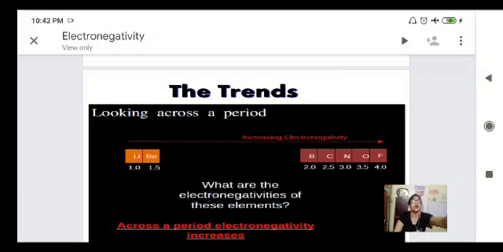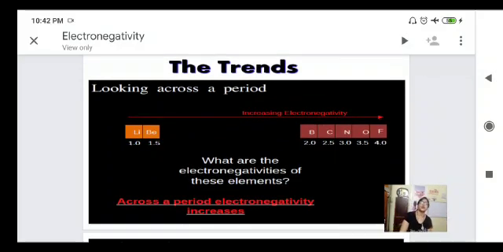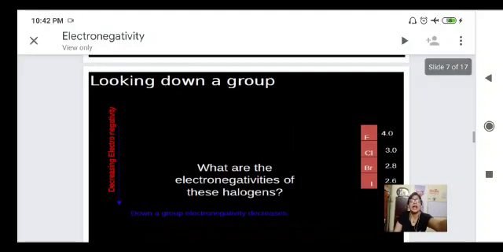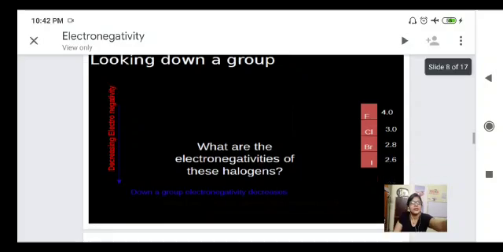Now, coming to the trend of variation of electronegativity in the periodic table. Looking across a period, you can see that electronegativity increases from left to right. On the left, in the second period, there is lithium, and on the right there is fluorine. So in the periodic table, electronegativity along a period increases from left to right, and looking down a group, it decreases from top to bottom. That is, it increases from bottom to top, and that is why cesium is the least electronegative element. This is the trend.